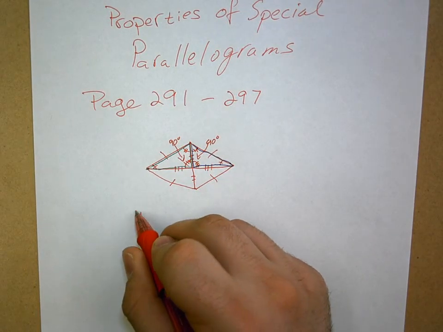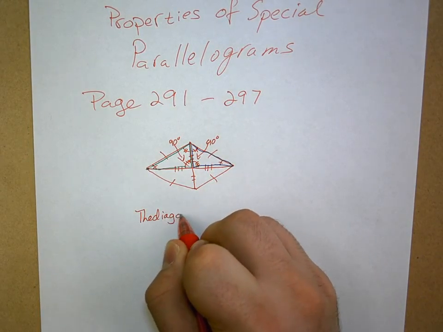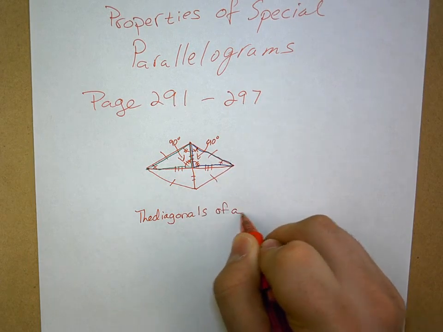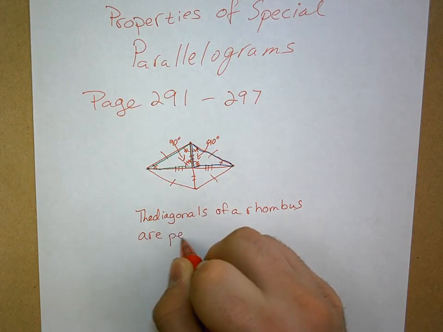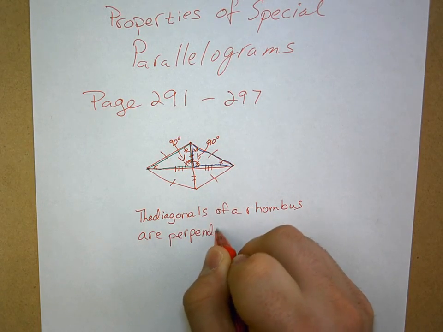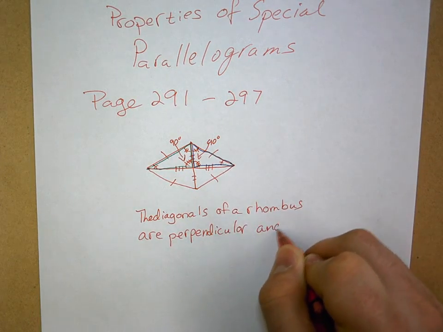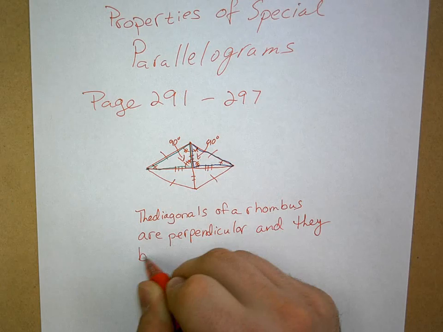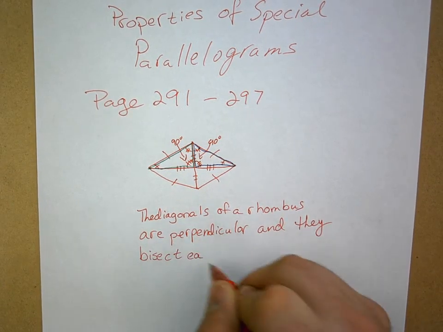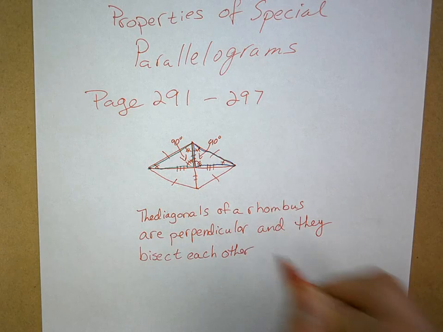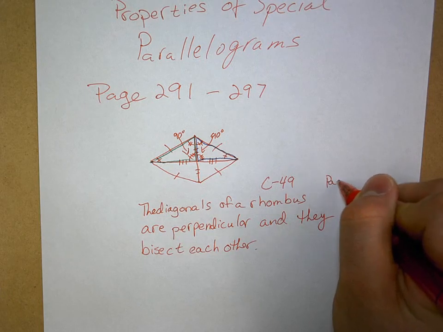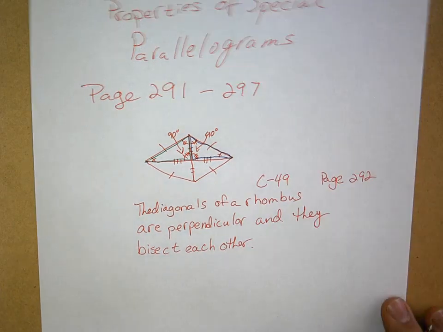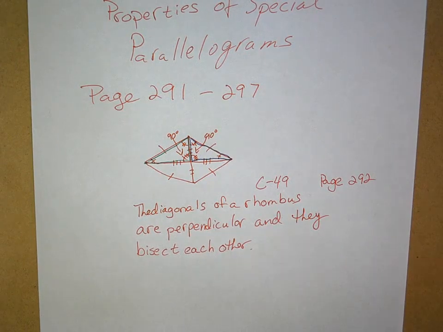So, the diagonals of a rhombus are perpendicular and they bisect each other, which we already knew. Okay, and this was C49 on page 292. Okay, so now we learned a new conjecture that whenever we have a rhombus, the diagonals are going to be perpendicular bisectors of each other.